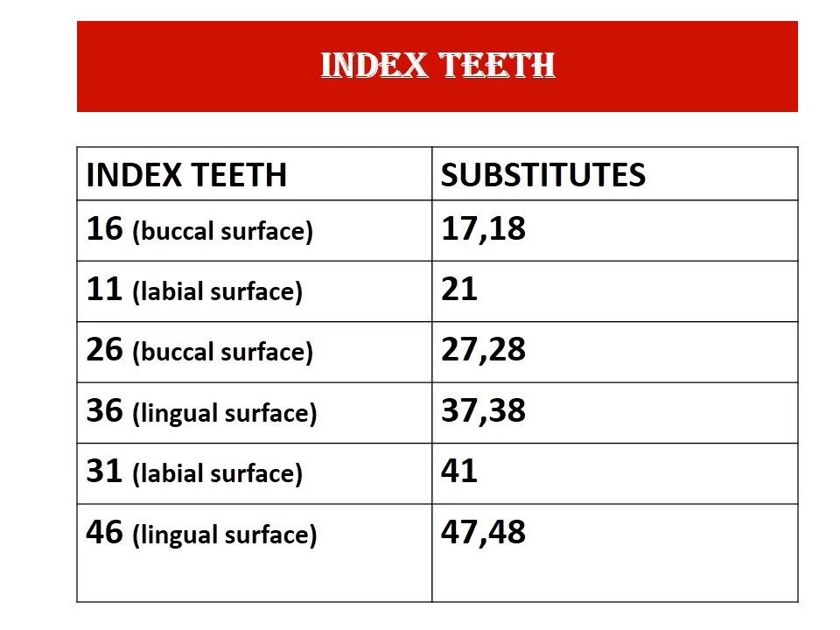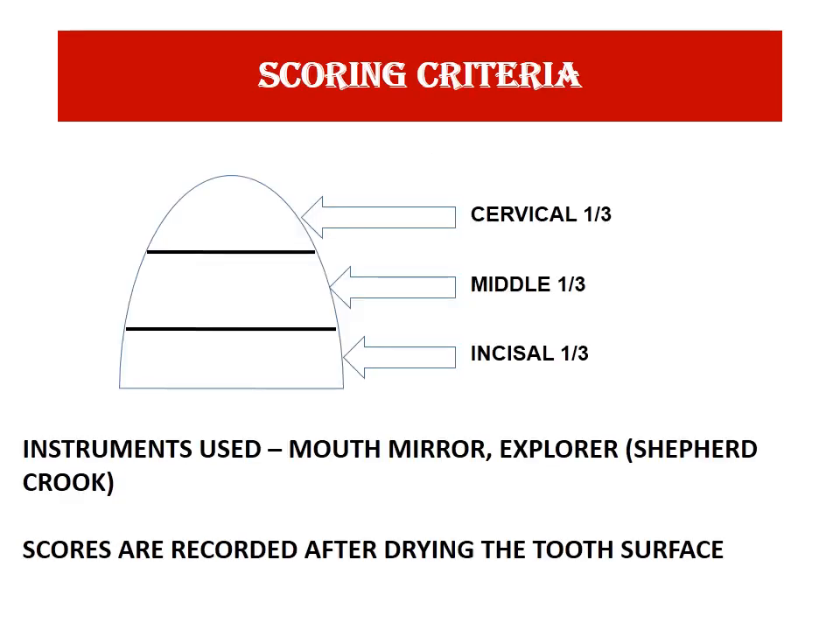Of these 6 index teeth, only one surface of each index tooth is to be recorded. For maxillary molars, we take the buccal surfaces. For mandibular molars, we take the lingual surfaces. And for the two central incisors, we take the labial surface for scoring. Now, for scoring, we have to divide the surface of the tooth into 3 parts: cervical 1/3, middle 1/3 and incisal 1/3.